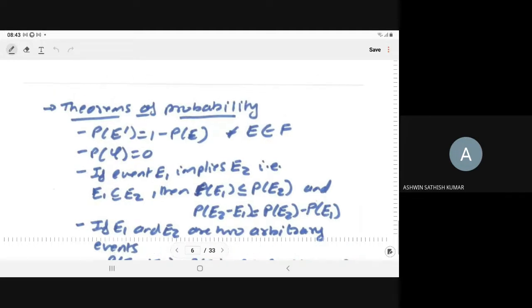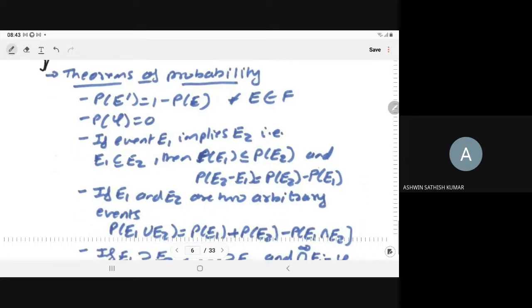Now, theorems on probability. So these three or four statements are the axioms. All the others are theorems now. Here, theorems of probability means we are not going into the proofs, because we just have to use all these things. So we are revising all these things.